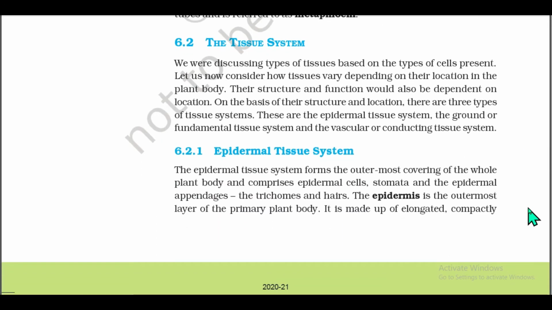6.2 The tissue system. We were discussing types of tissues based on the types of cells present. Let us now consider how tissues vary depending on their location in the plant body. Their structures and function would also be dependent on location. On the basis of their structure and location, there are three types of tissue systems. These are the epidermal tissue system, the ground or fundamental tissue system, and the vascular or conducting tissue system.